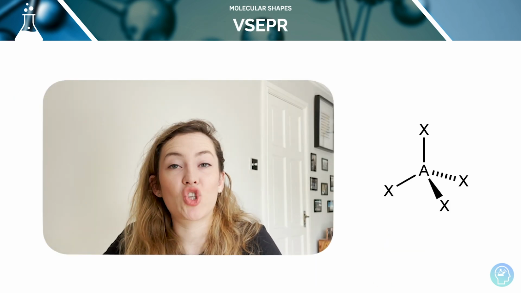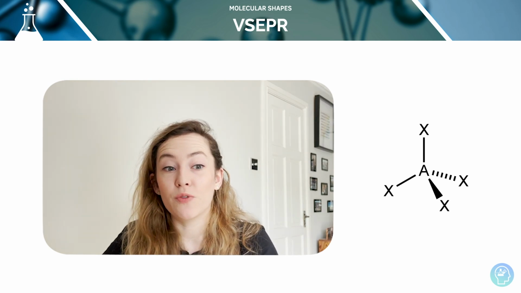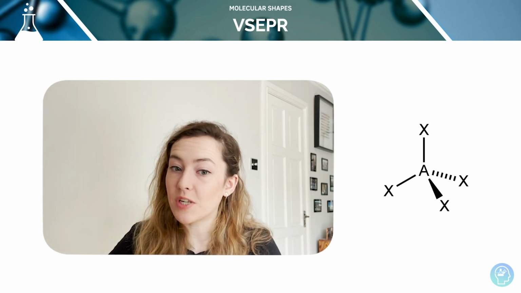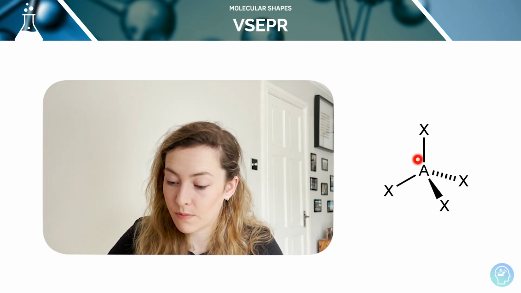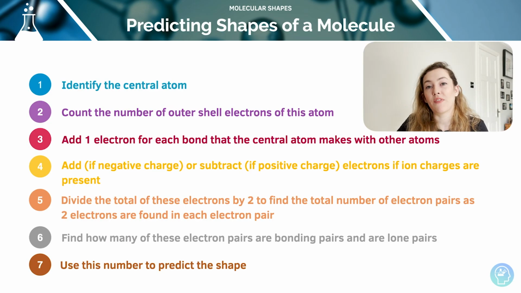We can predict the shape of a particular molecule, and all we need to do that really is consider the number of electrons around that central atom. So how many lone pairs are there and how many bonding pairs are there around that central atom, in this example A? So here's a summary of how we do this.